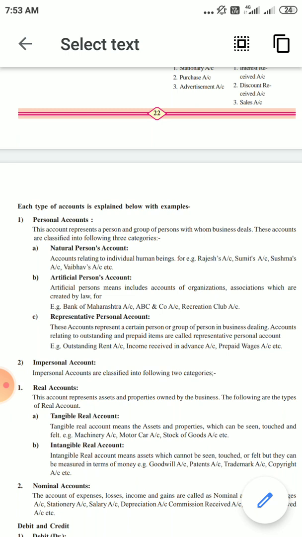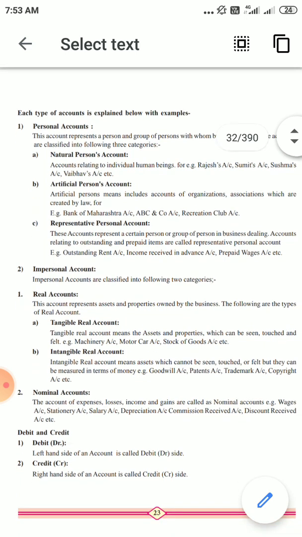Okay, so these are tangible real assets. Non-tangible or intangible real assets are what? Which you cannot see, which you cannot feel, which you cannot touch, but they have some monetary value, like goodwill, patent, trademark, copyright.